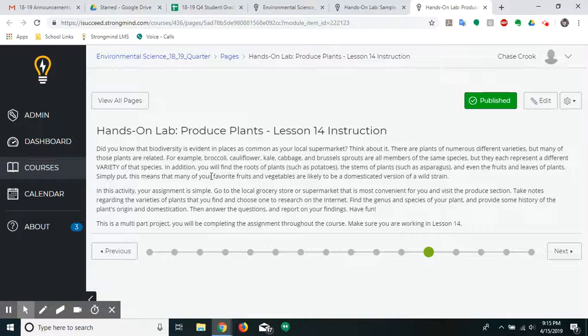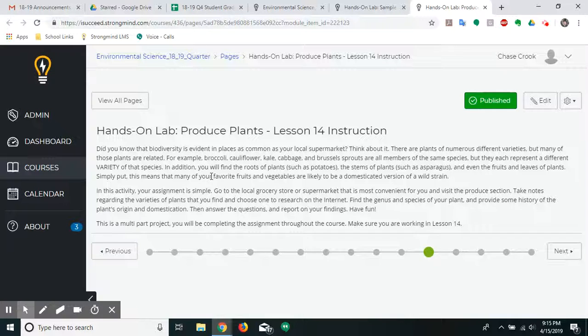You need to take notes based on what you observe in a variety of plants. And then when you come home, you need to research one of those species or one of those plant types. So let's say, for example, you are fascinated with the carrot. You would come back and you could do research on the carrot.